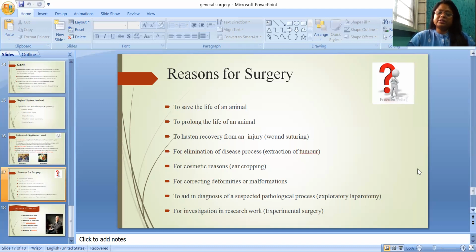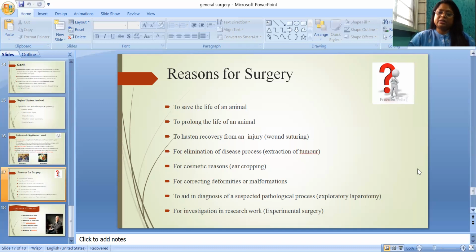For cosmetic reasons, that is ear cropping. But nowadays, ear cropping or docking, amputation of the tail, that is banned. You can't do such type of surgery on animals, that is ear cropping or docking, right?